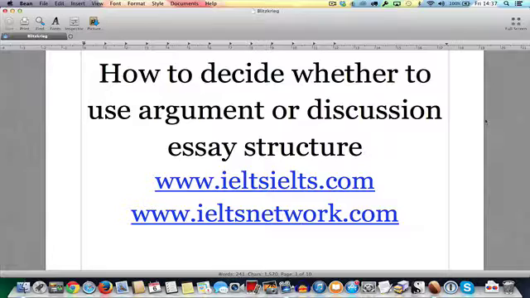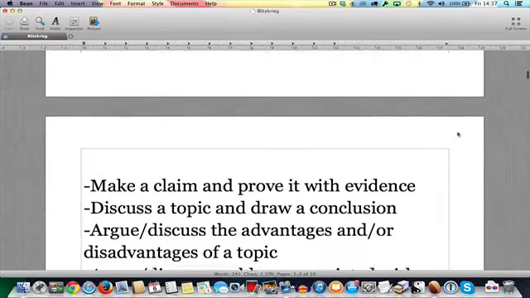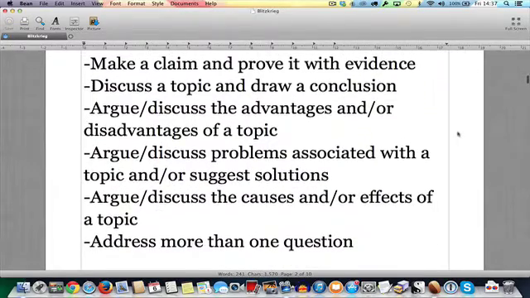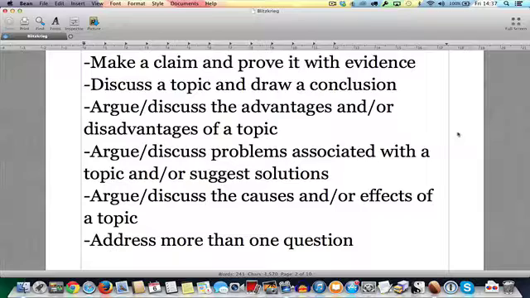The essay you write in response to an IELTS Task 2 question will typically require you to do one of the following. Make a claim and prove it with evidence. Discuss a topic and draw a conclusion. Argue or discuss the advantages and or disadvantages of a topic. Argue or discuss problems associated with a topic and or suggest solutions. Argue or discuss the causes and or effects of a topic, or address more than one question in your essay.